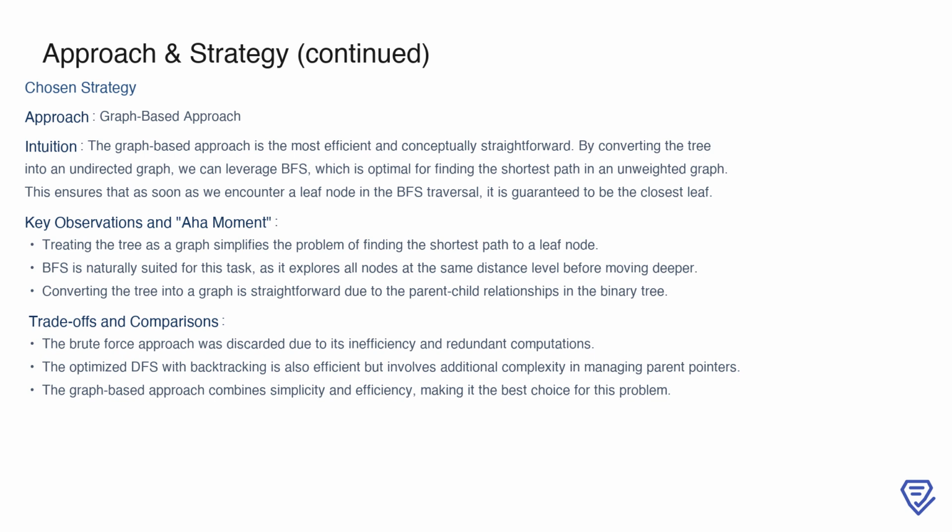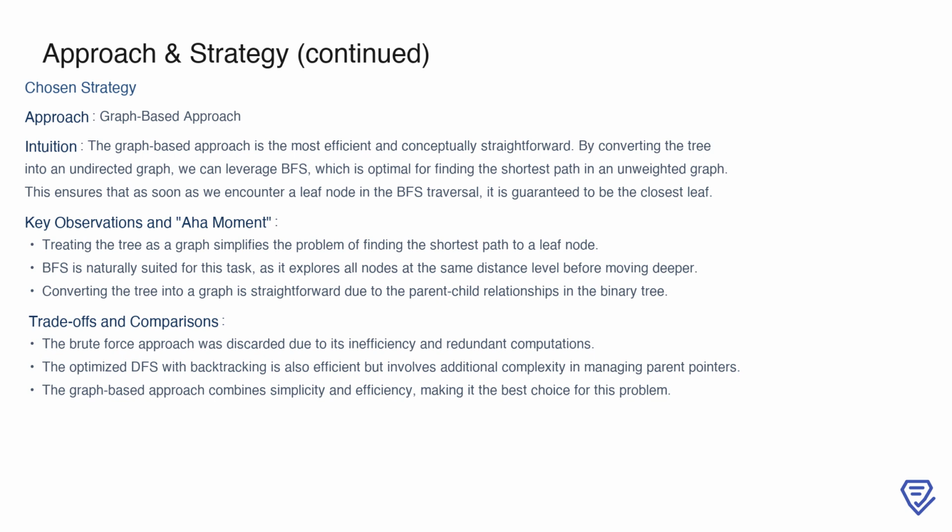BFS is optimal for this task because it explores nodes level by level, ensuring that the first leaf node encountered is guaranteed to be the closest. This approach simplifies the problem by treating the tree as a graph, where parent-child relationships naturally translate into bidirectional edges. This was the key insight, or aha moment, that made this approach stand out. Additionally, BFS is particularly well suited for finding the shortest path in an unweighted graph, which aligns perfectly with our goal.